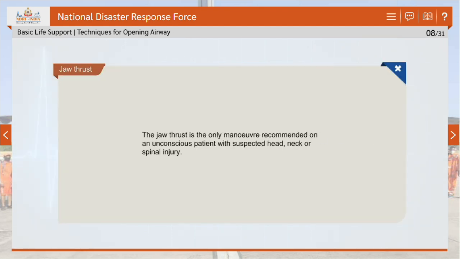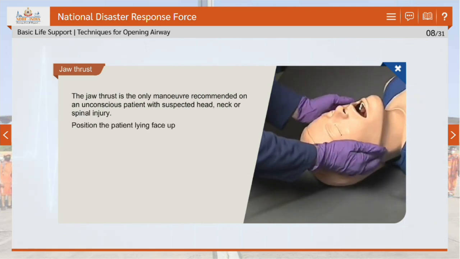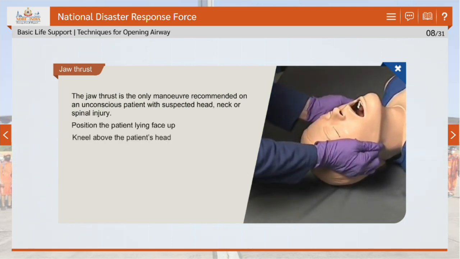The jaw thrust is the only maneuver recommended on an unconscious patient with suspected head, neck or spinal injury. Let us look at the process. Position the patient lying face up, kneel above the patient's head. Place your elbows next to the patient's head on the surface where the patient is lying.